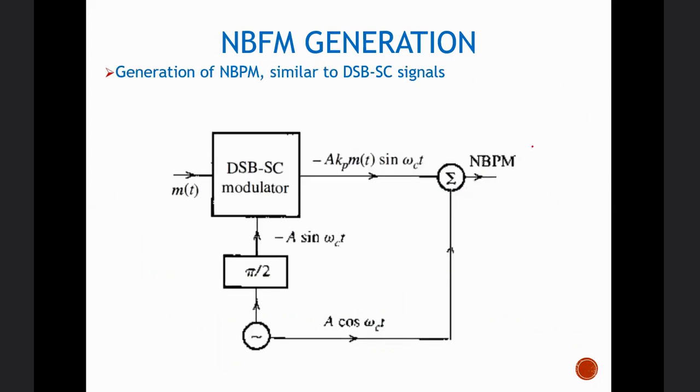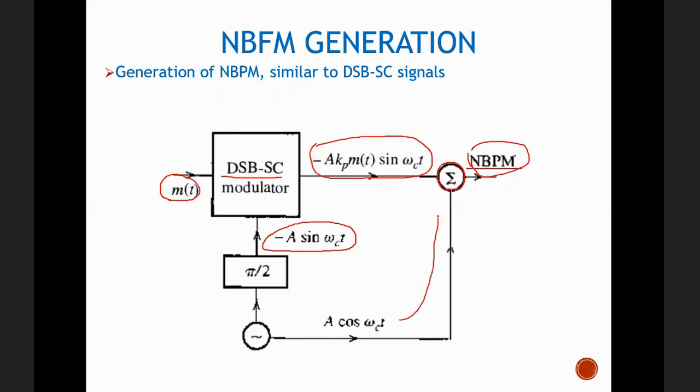The same process is followed for a narrowband PM signal, except that the input given to the DSB-SC modulator is now m(t) instead of the integral of m(t). The other input is minus A sin(ωct). At the output, we get an AM signal. To make it a full AM signal, or to convert it to a narrowband PM, we add this carrier as well. And this is how we are able to generate a narrowband signal.